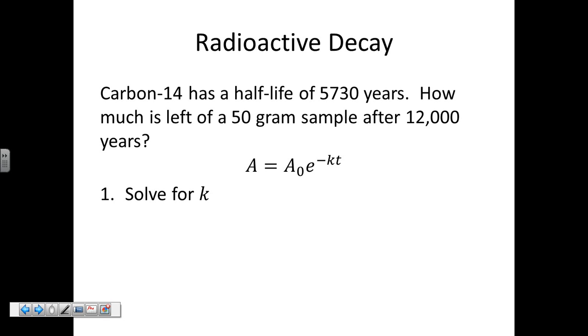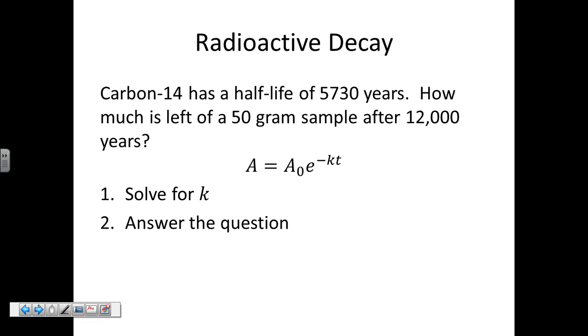Now really, that's going to be the first thing that we have to do in these problems, is to solve for our K value. Now if I gave you problem after problem after problem of carbon-14, you'd find it once and then you'd use it over and over and over again. It's not going to change. But you start out with a carbon-14 problem, you figure out what that K value is, and then you move on to a different radioactive isotope. You can't reuse that K value.